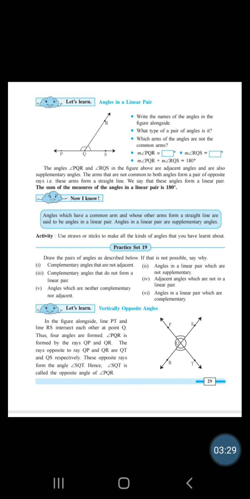Ray QP and ray QT are opposite to each other. That is, they are opposite rays. And ray QR and ray QS are opposite rays. Therefore, they make opposite angles. Angle PQR is opposite to angle SQT, and angle RQT is opposite to angle PQS. Therefore, they are called vertically opposite angles.